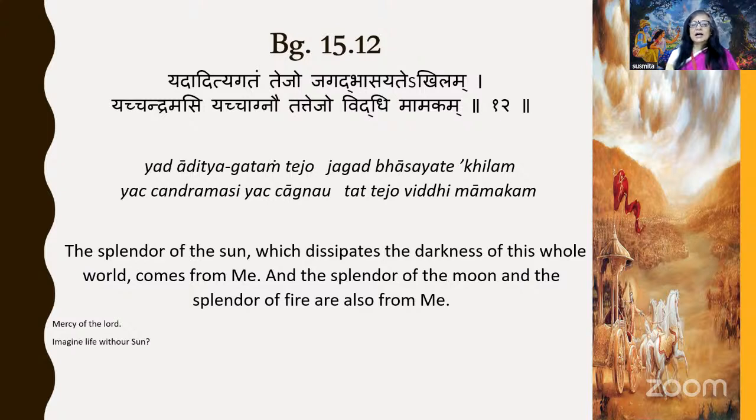Krishna says yad aditya. Aditya means sun. Tejo is the tej, the splendor of the sun. Jagat bhasyate. Jagat is this material world. Bhasyate is illuminate, just like the sun illuminates this entire jagat, entire world. Akhilam is all, the complete world, right? Yat chandramasi. Chandramasi is chandrama. Yat agno. Agno is agni, basically the fire. Tat tejo vidhi mamakam. Krishna says the splendor of the sun, the splendor of the moon, the splendor of the fire, everything is because of me. With this you should know it is from me.